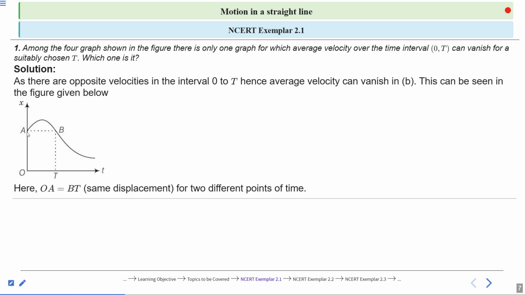So at OA the time is 0 seconds, and if we talk about B and T, the BT time interval is T. So this one is the correct answer.